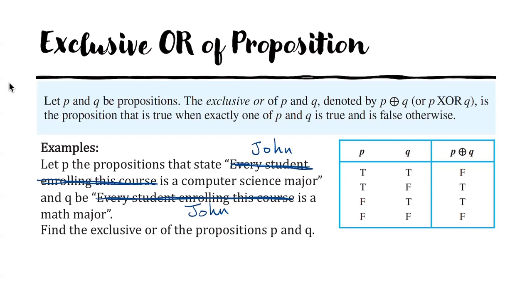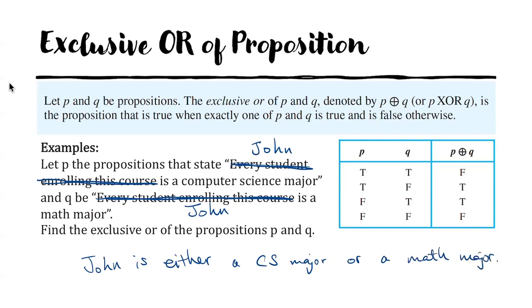Okay, so for the exclusive or, we can use "either or." So we can say John is either a CS major or a math major, right? The "either" there implies that it could only be one or the other, cannot be both.